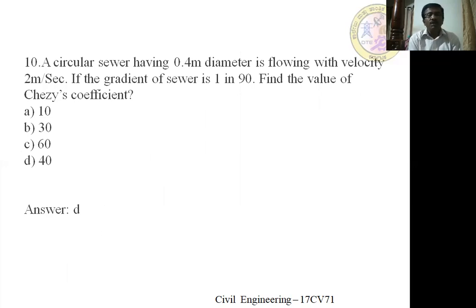A circular sewer having a 0.4-meter dia flowing with a velocity of 2 meter per second. If the gradient of the sewer is 1 in 90, find the value of Chezy's coefficient. Means V equals C into root of RS. From that, it is possible to find out, it is 40. Thank you.